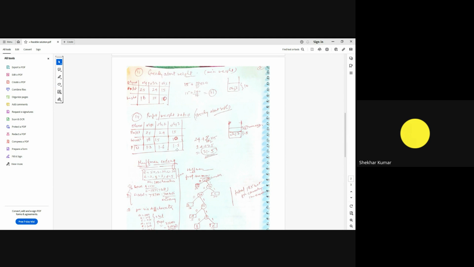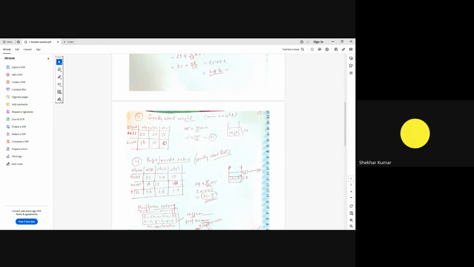In the next iteration, we will check that 1.5 is the next maximum ratio. So we put object 3 in the knapsack, only 5 units, because we have only 5 remaining space. So the net profit will be 5 divided by 10 into 15. After calculating this, we find that the profit is 31.5.